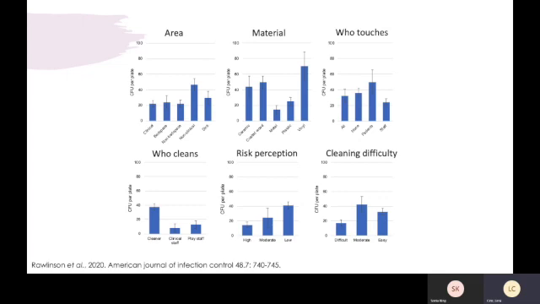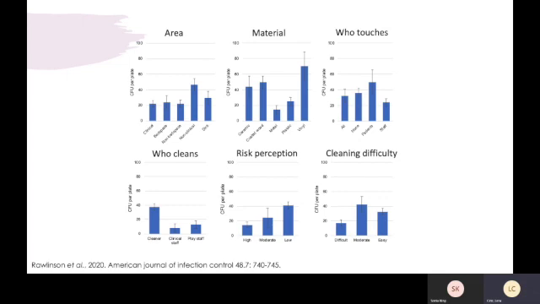Then we also looked at whether there's an impact of who cleans. So who is responsible for cleaning that particular area? Then risk perception. So is that surface thought to be high risk and therefore people are more conscious that they should be cleaning it? And then finally, cleaning difficulty. So is the surface perceived as being difficult to clean and therefore maybe not cleaned as well, or cleaned better because the cleaner is conscious of the fact that it's a tricky one?